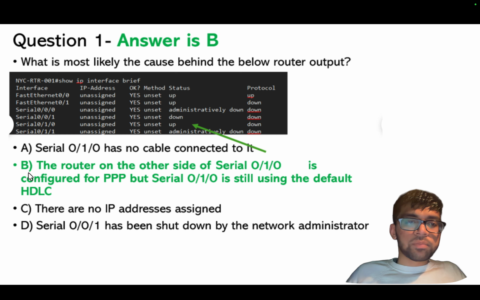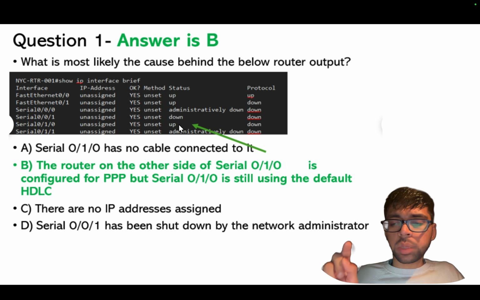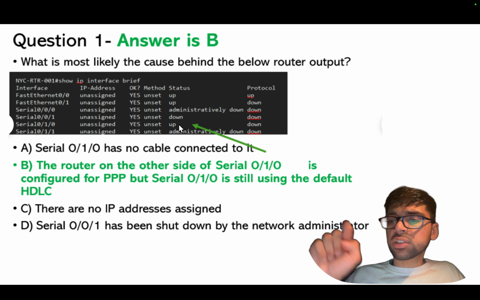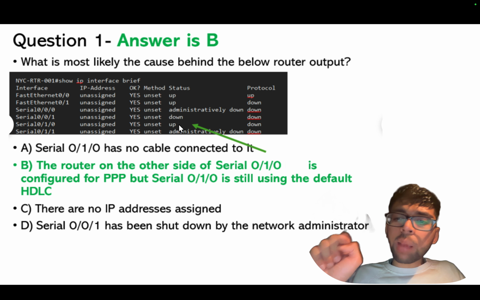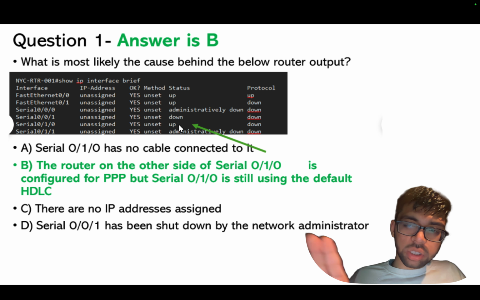Okay, these other answers are incorrect, and I'm going to explain why. If serial 0/1/0 had no cable connected to it, then your line status, remember, I was talking about line status being the indicator of layer 1 issues. Having no cable connected is a layer 1 issue, so that would have been down as well. So that's why that is wrong.